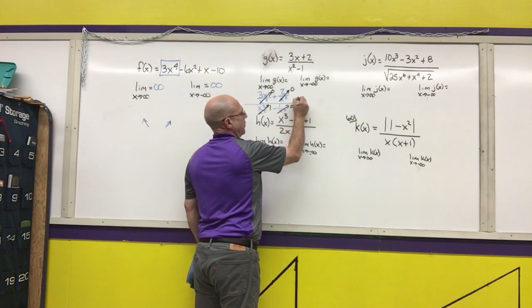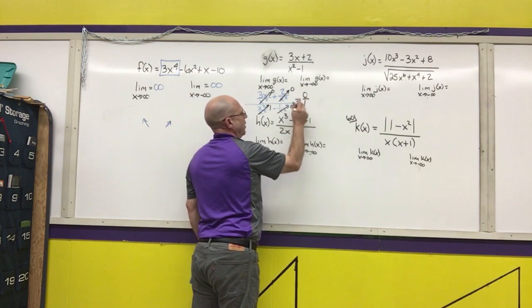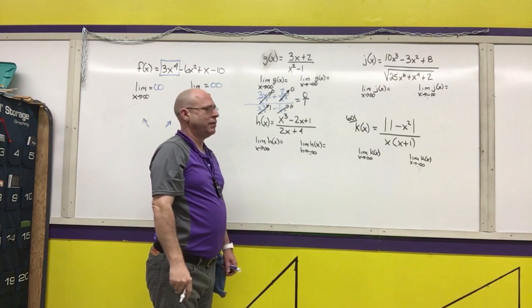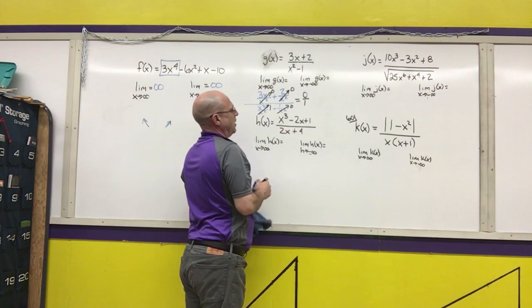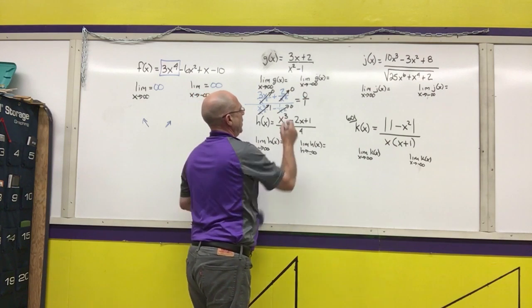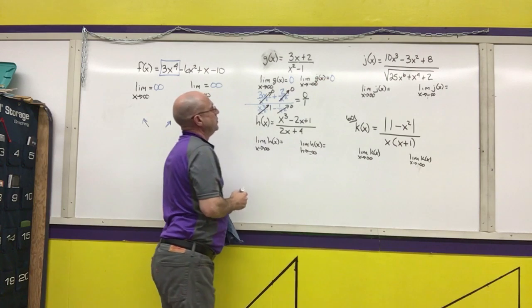And x squared over x squared simplifies to be the number 1. So this simplifies to be 0 plus 0 over 1 minus 0. And then if I take the limit of a constant, which is 0, as I approach infinity or negative infinity, I am going to approach 0 for both of these.